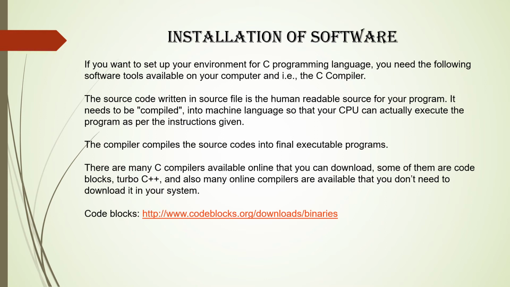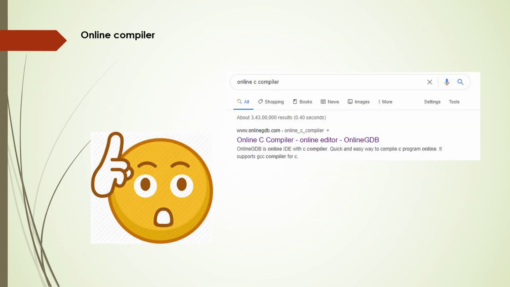So there are many compilers available for C, and some of them are CodeBlocks and Turbo C++. The link for CodeBlocks is mentioned. You can download it from here, and if you don't want to download, then there are many online compilers also available.